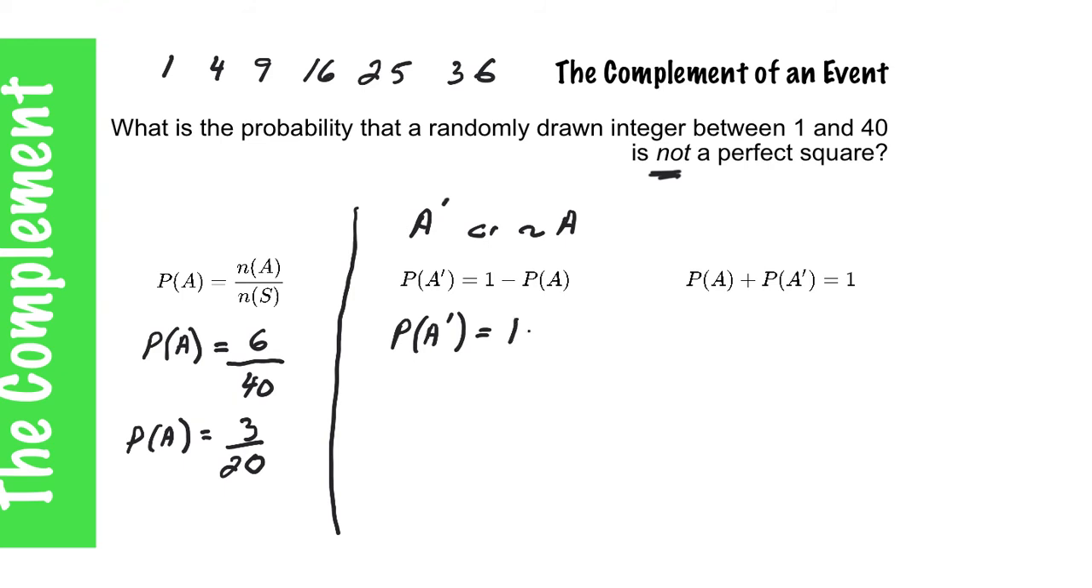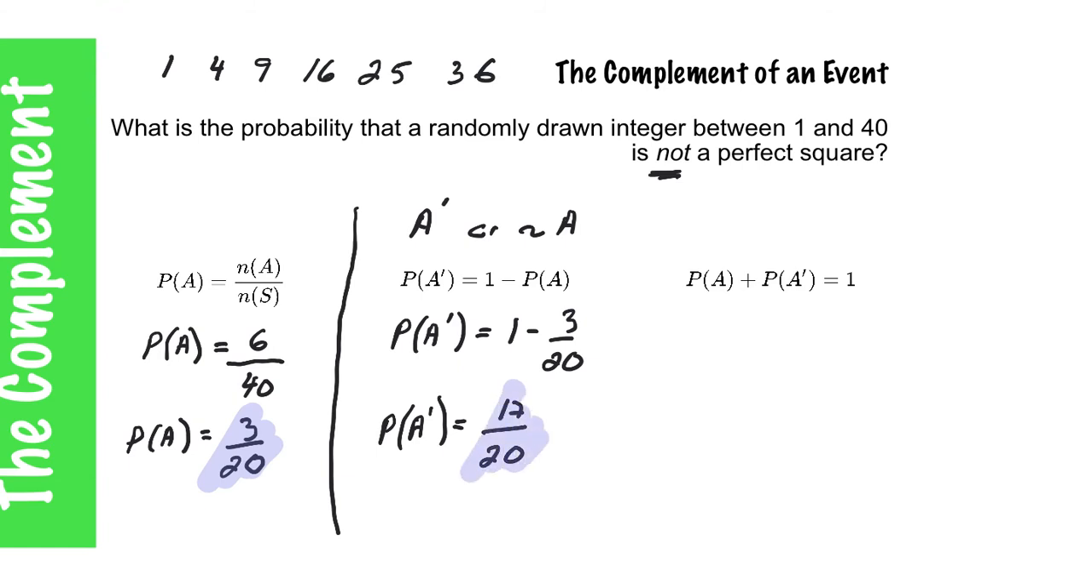So 1 minus the probability of A, which is 3 over 20, and that will get you to 17 over 20. So the probability of it actually occurring, getting a perfect square, is 6 times out of 40, or 3 times out of 20. And it not occurring, or the complement, is 17 out of 20. And you'll notice that those two values add up to 100%.